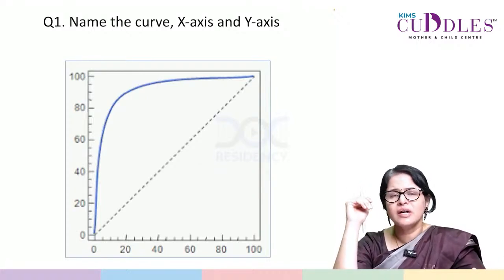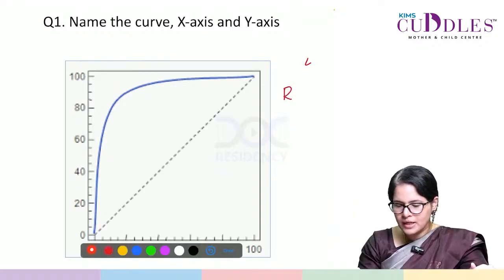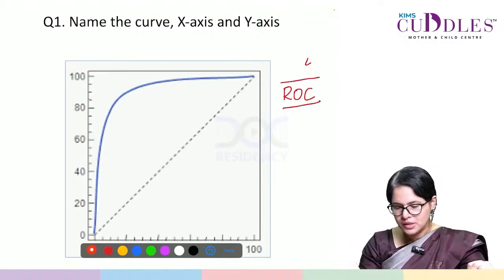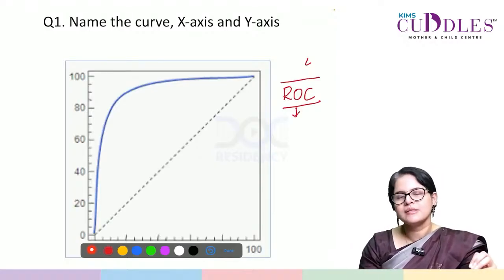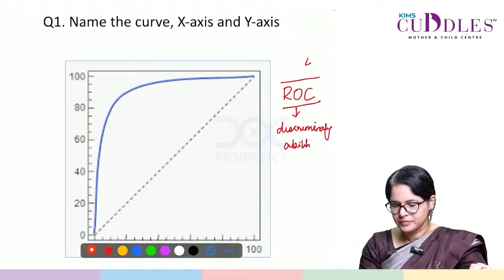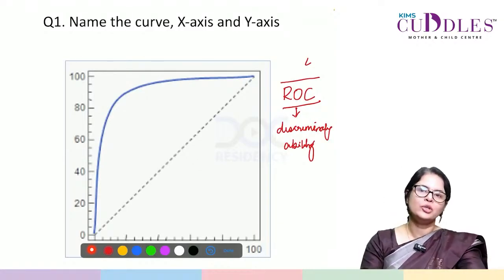Now name this curve and define the x-axis and y-axis. This curve is called the ROC curve, the receiver operator characteristics curve. It is used to understand or identify the discriminating ability of a diagnostic test, or you could say the diagnostic accuracy of any new diagnostic test.